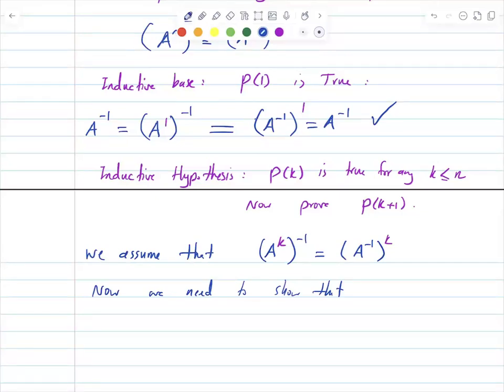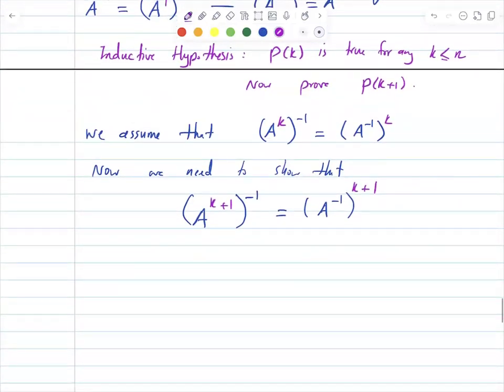What's the meaning of that? It means that we need to show that A to power k plus 1, inverse, is the same as the inverse of the matrix to power k plus 1. But this should be easy for you because you can break this down into a smaller portion.